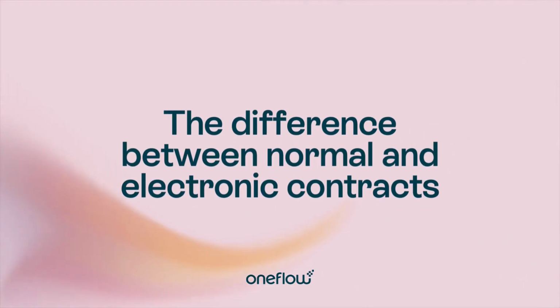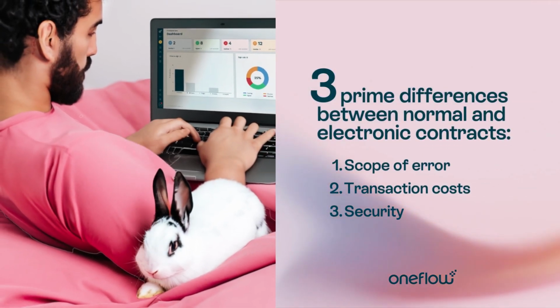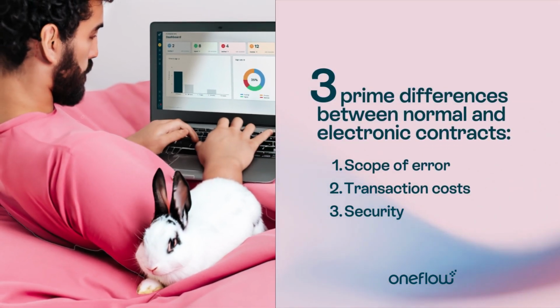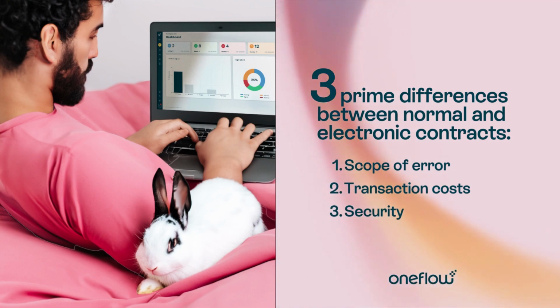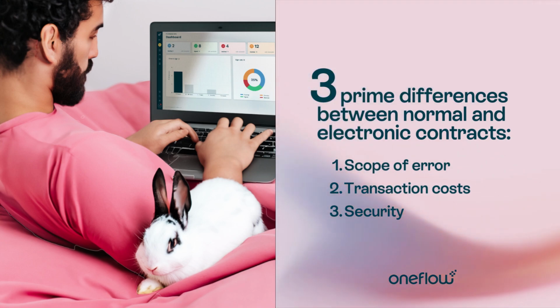The difference between normal and electronic contracts. There are 3 prime differences between normal and electronic contracts. 1. Scope of error. It's easier to catch and edit the errors in an electronic contract as it's web-based and you can edit in real time. 2. Transaction costs. You can skip the costs of printing, paper, ink, storage, and the like if you use electronic contracts. All you have to do is create them online on digital software and get them e-signed.